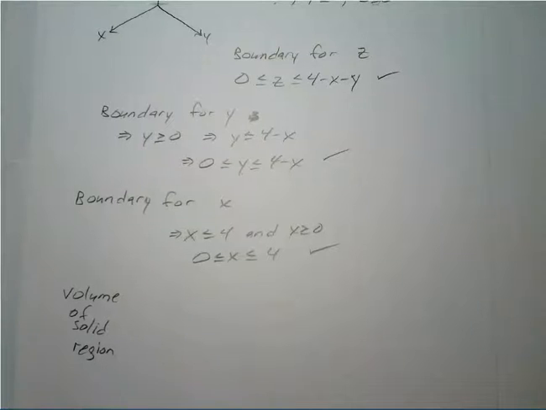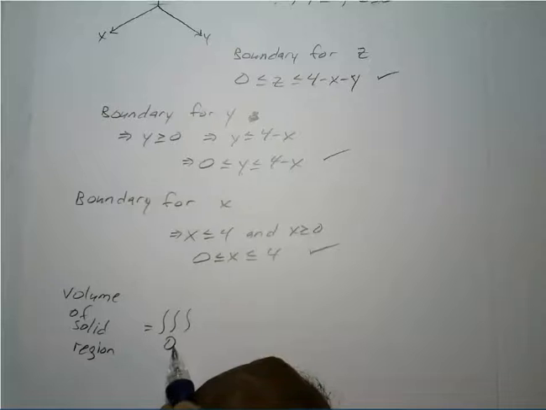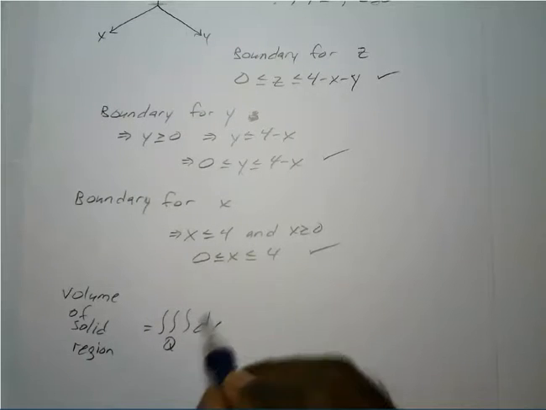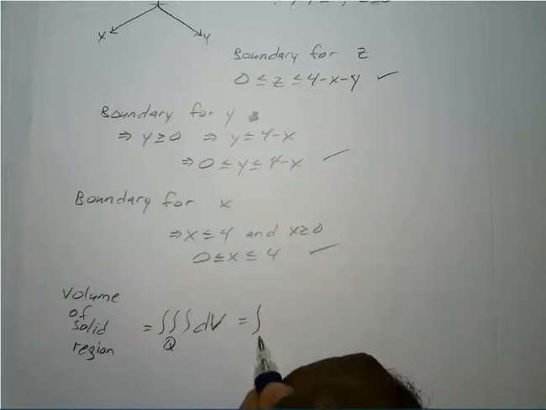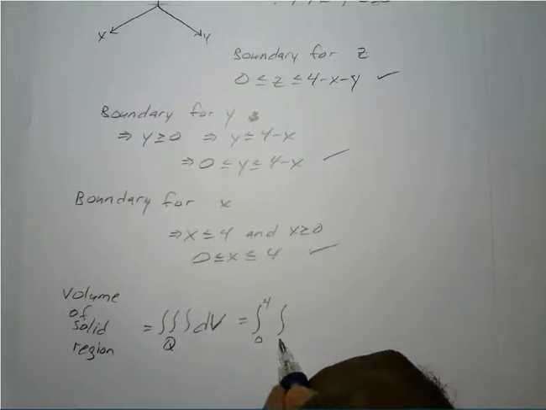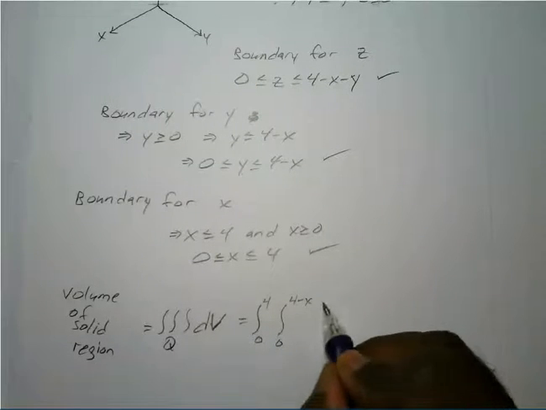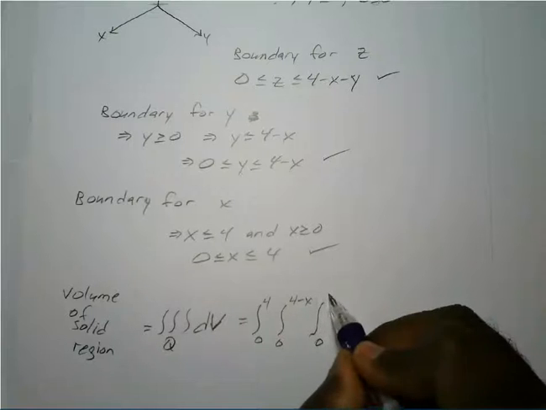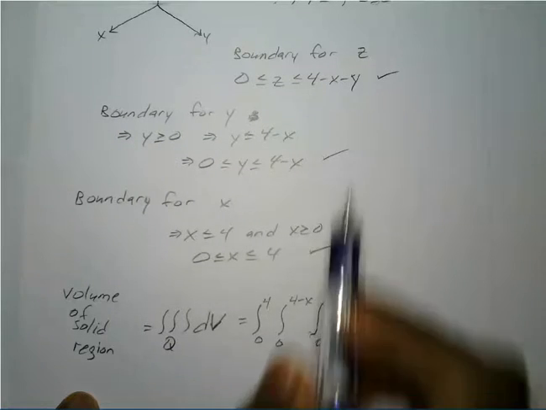Okay. Volume of the solid region, remember that's equal to the triple integral over Q with respect to the volume, which is equal to the integral from 0 to 4, the integral from 0 to 4 minus x, and the integral from 0 to 4 minus x minus y.